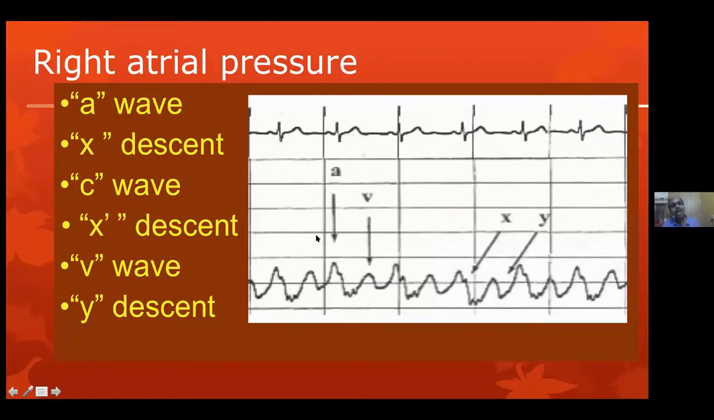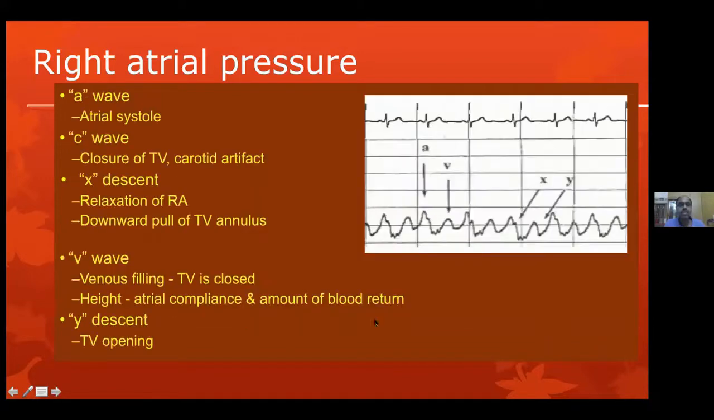We are going back again to the first curve that we saw. A wave, C, X descent, V, Y descent. A wave in right atrium and left atrium is caused by the atrial systole. Atrial systole is a brief event. Ventricular systole is a long event. Why? Atrial systole is a brief event. The delta P by delta T is very short.